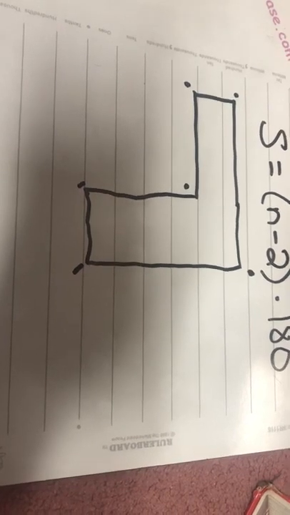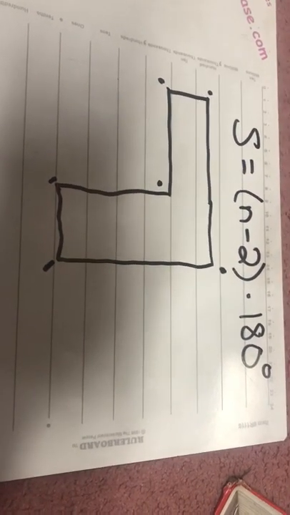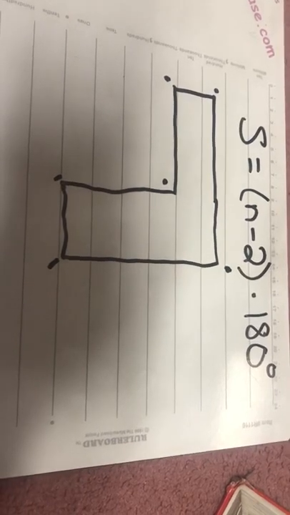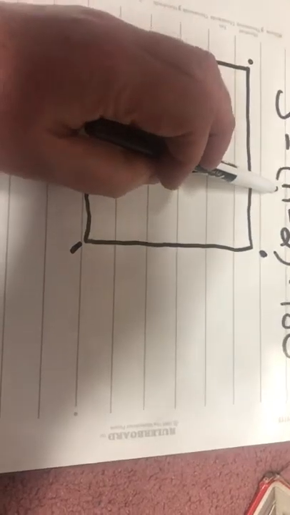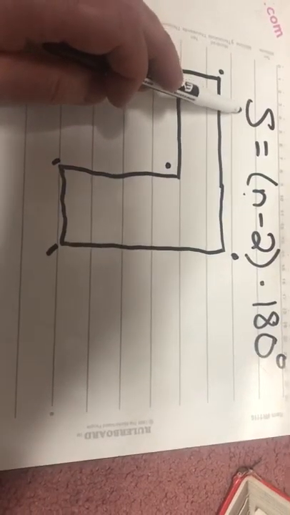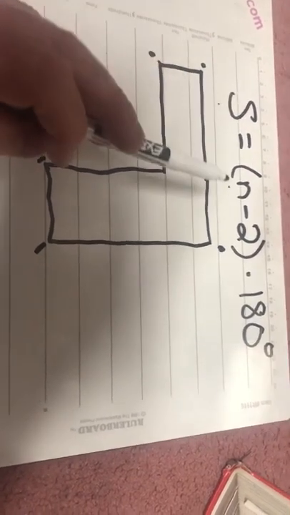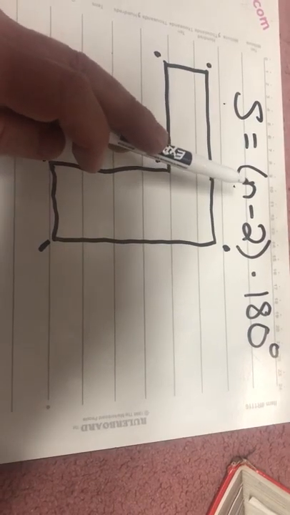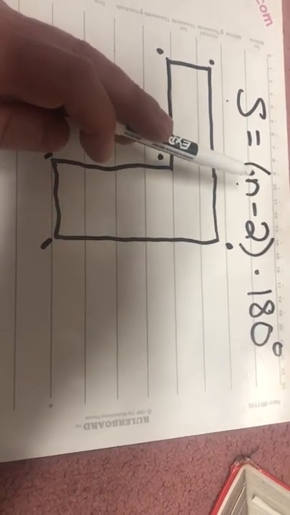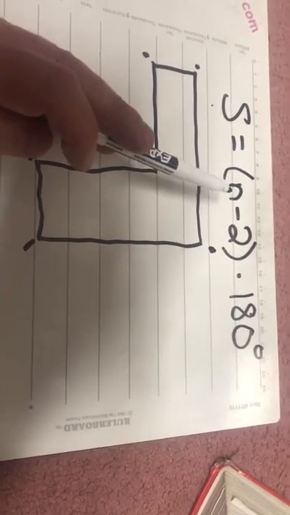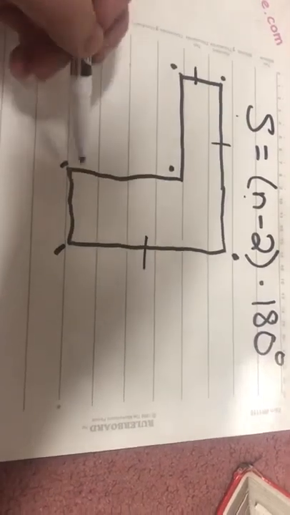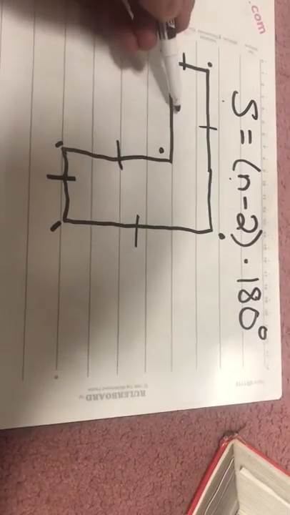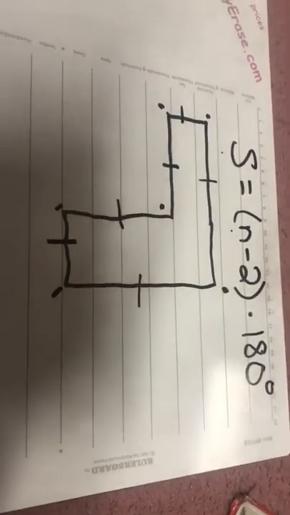We can figure out how much they add up to by using this formula, S equals n minus 2 times 180. So the first thing we need to figure out is what n equals. Now, S represents the total number of degrees. This is ultimately what we're trying to find. N in this formula represents the number of sides the polygon has. So the first thing I have to do is figure out how many sides the polygon has. So I have 1 side, 2 sides, 3 sides, 4 sides, 5 sides, 6 sides. And that makes sense because there's 6 angles.